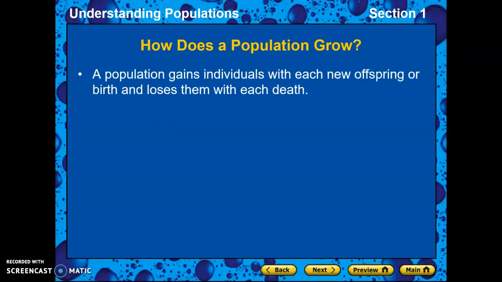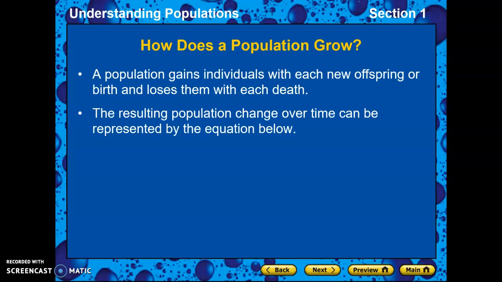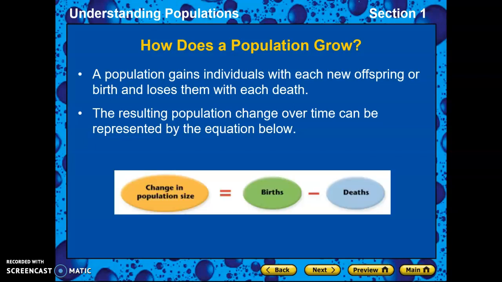So how does a population grow? Well, populations gain individuals with each new offspring that they have. And they lose them with every organism that dies. The resulting population change over time is represented by this equation. So you have change in population equals births minus deaths. So if you have 100 organisms born and 20 die, 100 minus 20 is 80. So the change in population size would be 80.